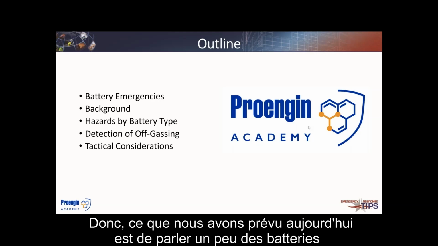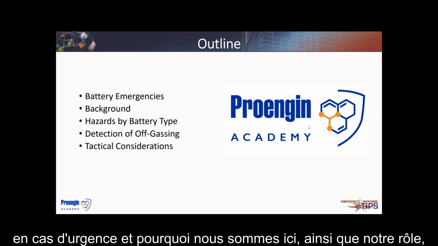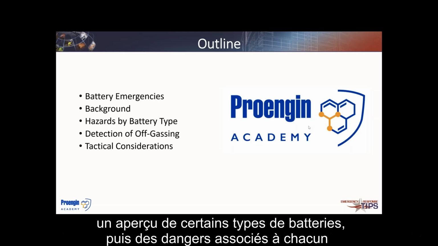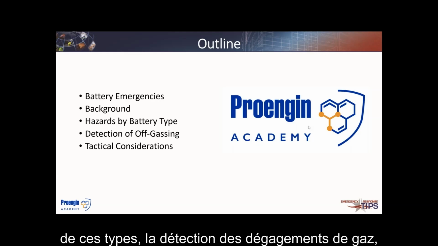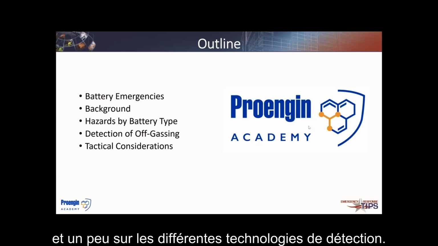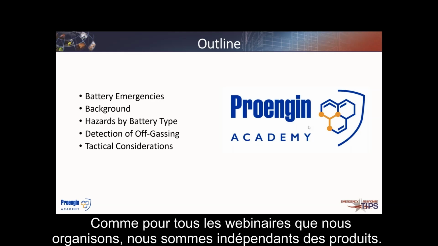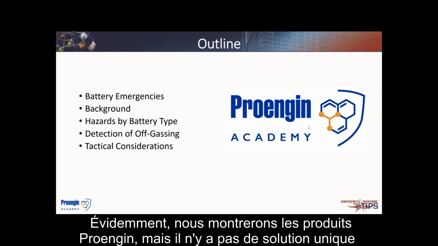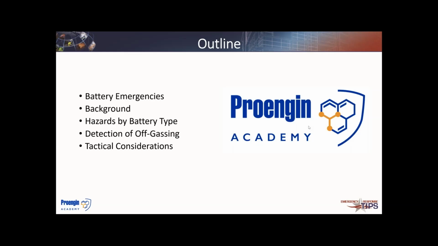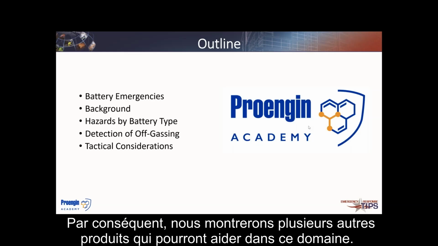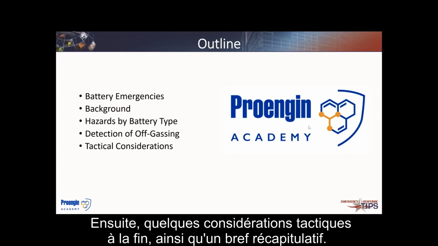So the way we have it divided out today is just to talk a little bit about battery emergencies and why are we here and what is our role, a background on some of the battery types, and then the hazards associated with each of those types, detection from off-gassing, and a little bit on the different detection technologies. As with all webinars that we do, we are kind of product agnostic. Obviously, we will show the Proengin products, but there is no one solution out there that will meet all of our needs. Therefore, we'll show several other products that will help with this. And then some tactical considerations at the end and a little bit of a review.